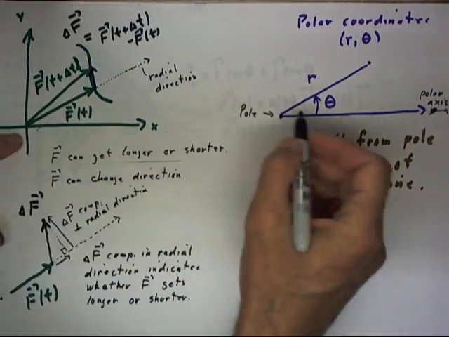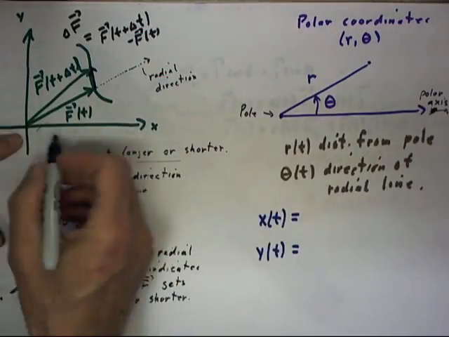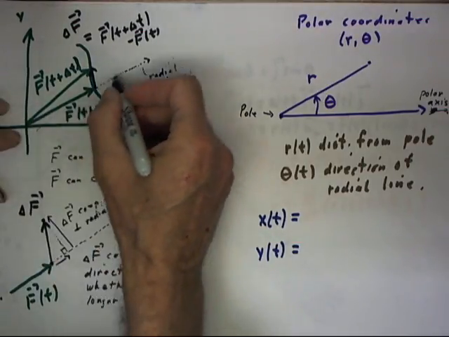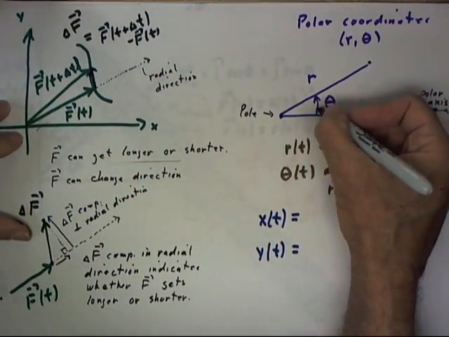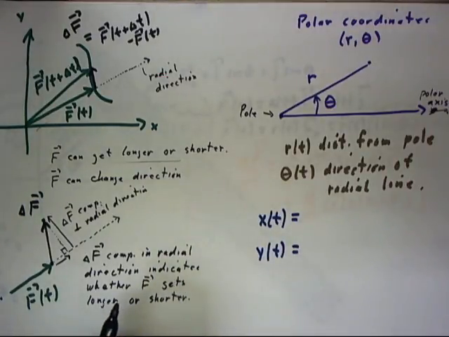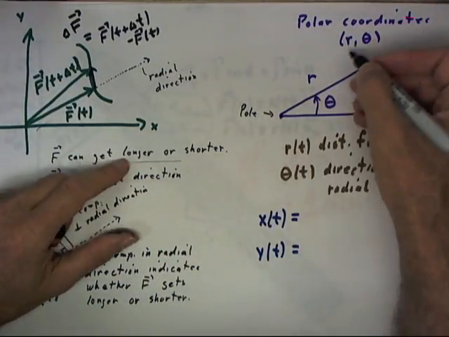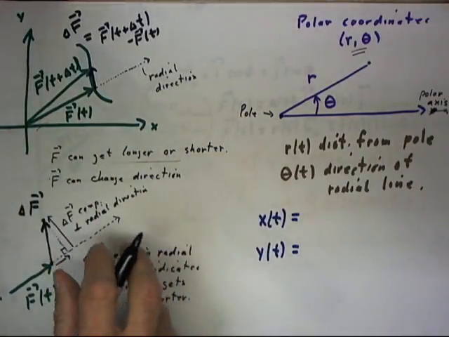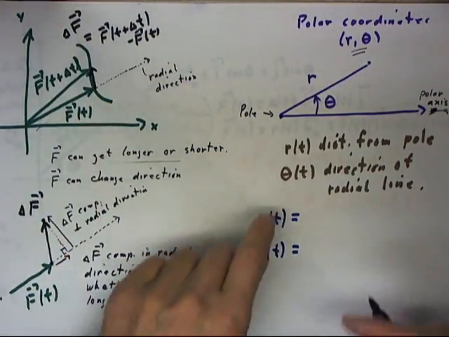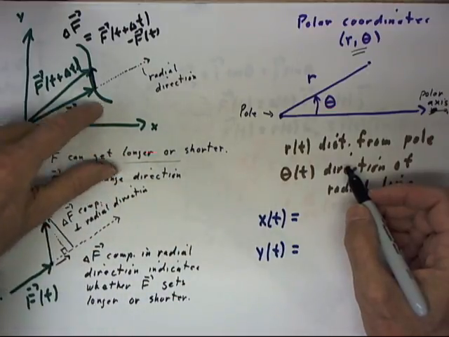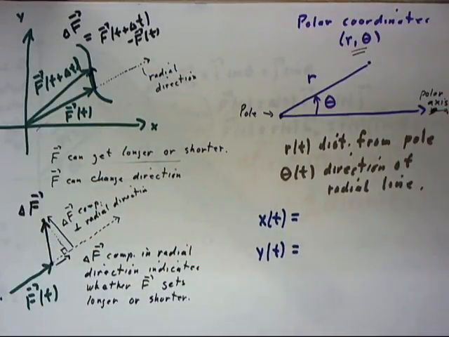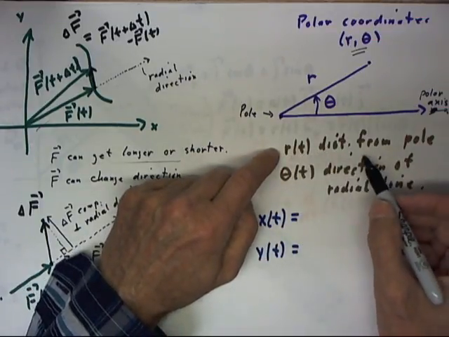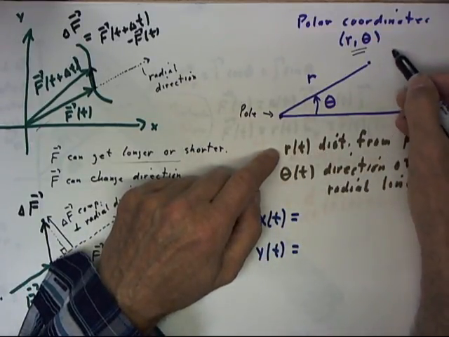Typically, we're going to let the polar axis coincide with the x-axis, and theta will be the angle as measured counterclockwise from the x-axis. This gives us a relationship between the polar coordinates r, theta of a point and the xy coordinates of that point. Now, if we have a vector function, this vector function can be described in terms of the changing distance of the point from the pole.